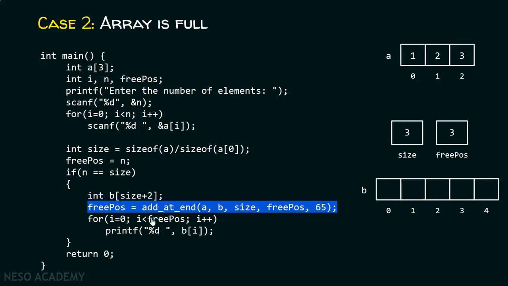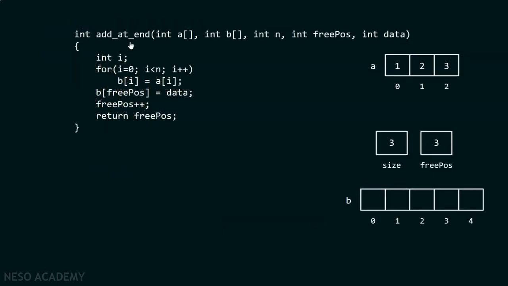After that, we will simply call this add at end function, and here we need to pass these two arrays, of course, A and B, and size, free pos, and this data 65. This add at end function will receive all these data, and within this function we will declare one integer variable i, and after that we have this for loop which runs from 0 to n minus 1, and basically what this code does, it is actually trying to copy all the elements of A into B. That is what we are doing here. So here all the elements will get copied over here.